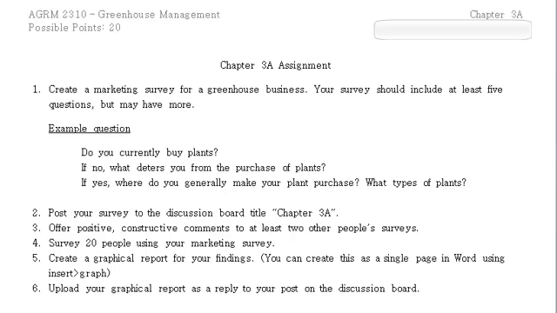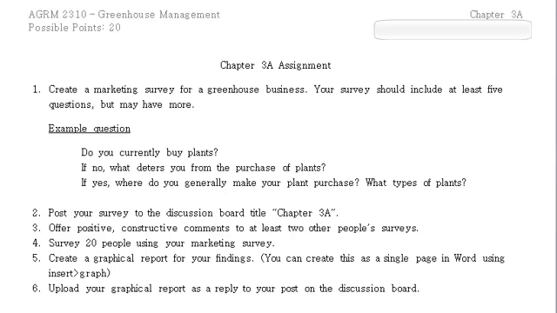Some example questions here are: Do you currently buy plants? If no, what deters you from the purchase of plants? Or if yes, where do you generally make your plant purchases? What types of plants? You want to come up with 5 questions that you could potentially give to customers to identify their needs.